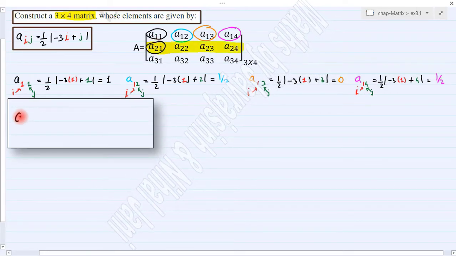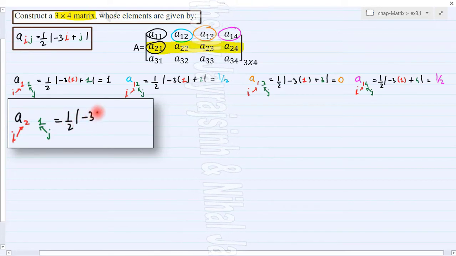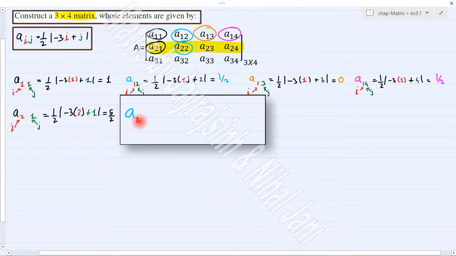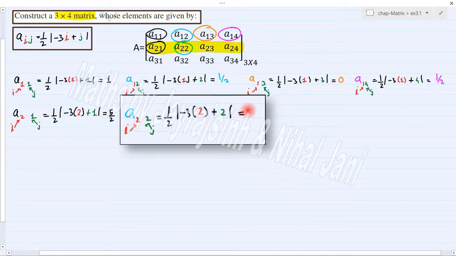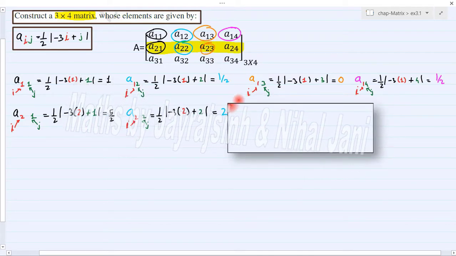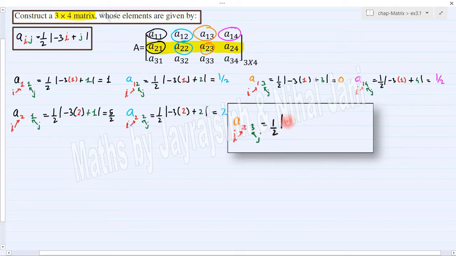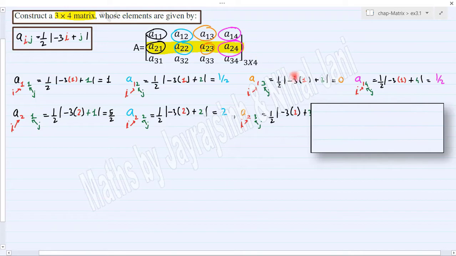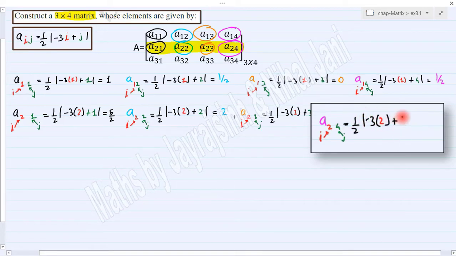The first element is A21, where i is 2 and j is 1. So we'll get 1 by 2 mod of minus 3 into 2 plus 1, which will give us 5 by 2. Then A22 will be 1 by 2 mod of minus 3 into 2 plus 2, or we can say 4 by 2, which will give us 2. Then your next element is A23, where i is 2, j is 3, which will give us 1 by 2 mod of minus 3 into 2 plus 3, or we can say 3 by 2. And the last element A24 will be 1 by 2 mod of minus 3 into 2 plus 4, which will give us 1. So we get the values of the second row.